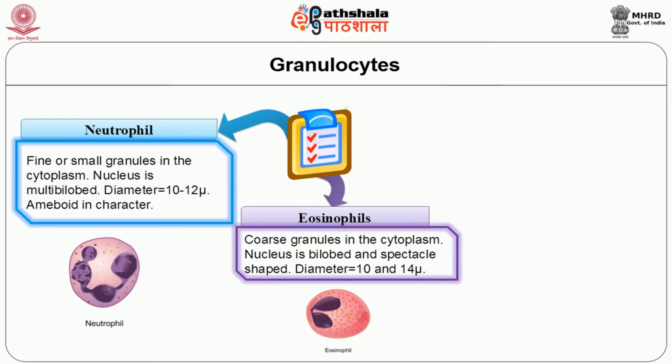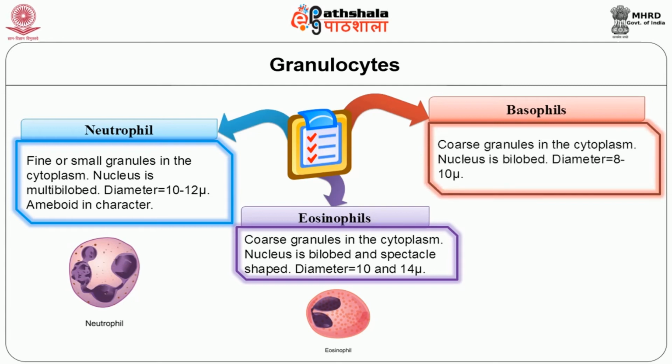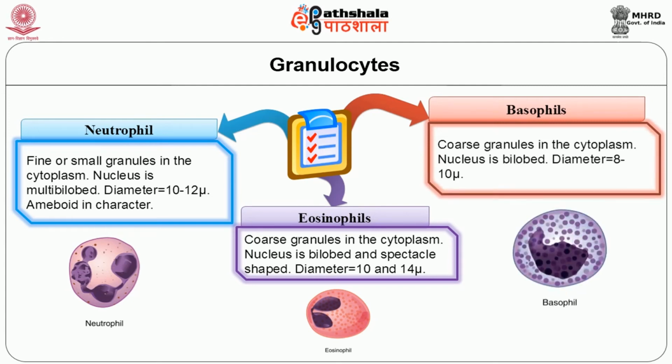The third one is the basophils. The basophils also have coarse granules in the cytoplasm. The granules stain purple blue with methylene blue. The nucleus is bilobed and the diameter of the cell ranges between 8 to 10 microns.